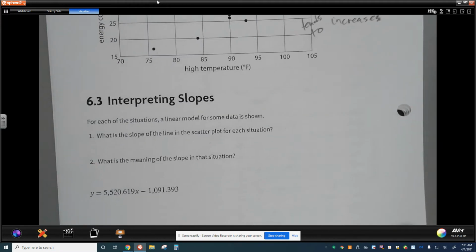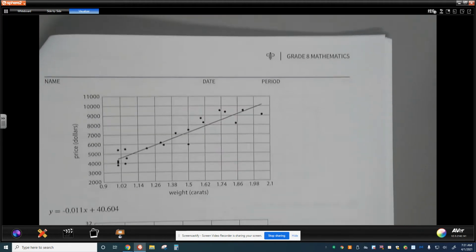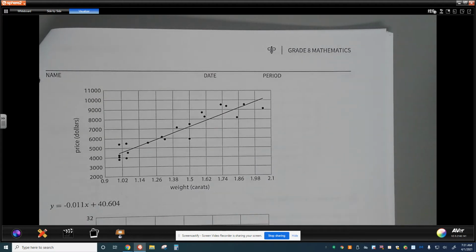All right. The next thing we're going to go for is interpreting slopes. For each of these situations, there's a linear model that's been given to us, and we are going to use that linear model to answer the questions. Earlier, we looked at the price of cars related to the mileage for those used cars. We saw that the price tends to decrease as the mileage increases. So we're going to be looking at this scatter plot. Here's the vehicle scatter plot, and this is the one we're going to be using for one of these situations.